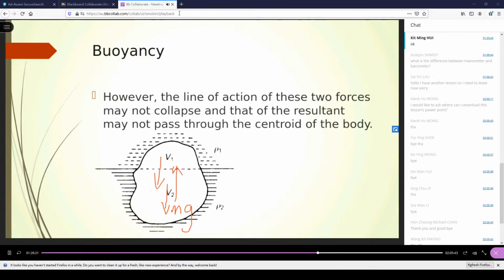The line of action of this upper buoyancy force need not be the same as that of the force acting on the lower part of the object. But suppose it's stationary, then if you take moments at the center of gravity of the object, the moment has to be zero, otherwise the object will rotate. So these are minor remarks.